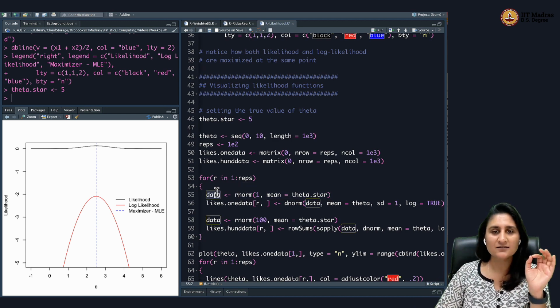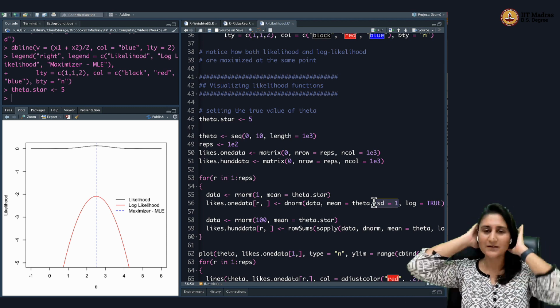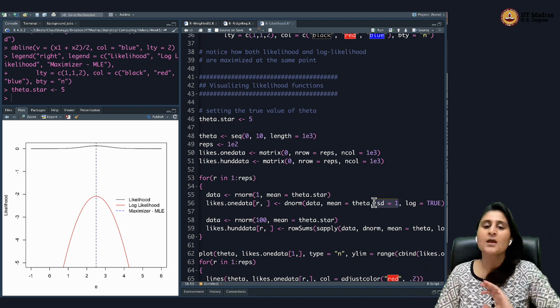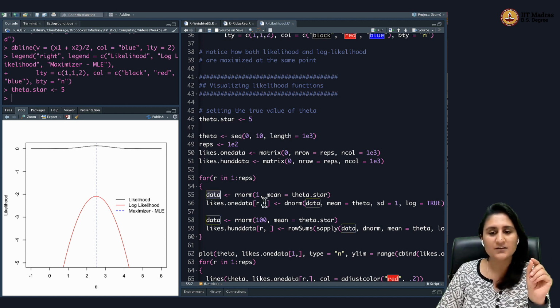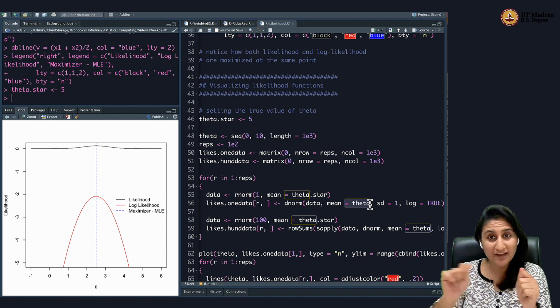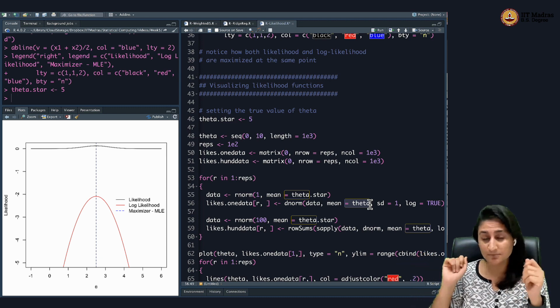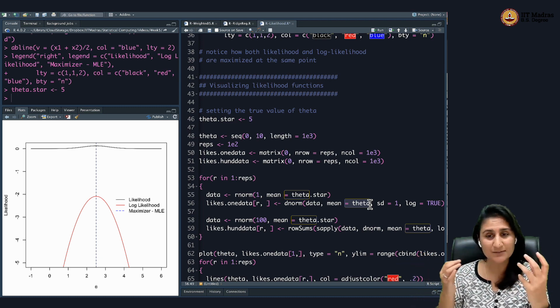For this data, I will then evaluate the log likelihood for each of these different values of theta, with standard deviation 1. So I'm assuming I know that the population variance and standard deviation are 1. But for the data observed, I will evaluate the likelihood given this observed data for different values of theta. And what I will get is then a vector of values. When you get this code, please play around with it to see what's going on.